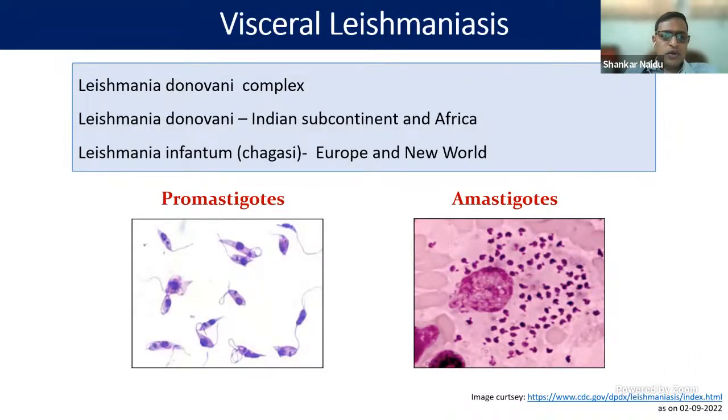So, visceral leishmaniasis is caused by the Leishmania donovani complex, which includes Leishmania donovani, which is the common species of Leishmania seen in the Indian subcontinent and Africa. In Europe and other New World countries, it is Leishmania infantum, which is the causative agent. And Leishmania exists in two forms. One is the promastigote with a single flagellum, which is the infective stage for humans, and the amastigote form, which is without flagella and which is usually seen intracellularly within the macrophages. This amastigote form is what we see within the human.